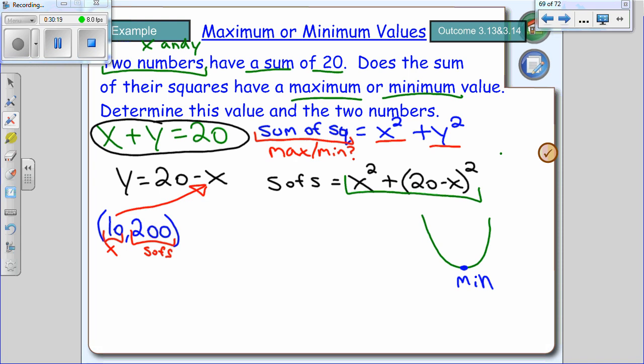These questions are kind of tricky. You're always going to have two equations. One of them is going to be a max or a min. The other one's used to turn the first one into one variable only. There is practice in your practice booklet, so good try.